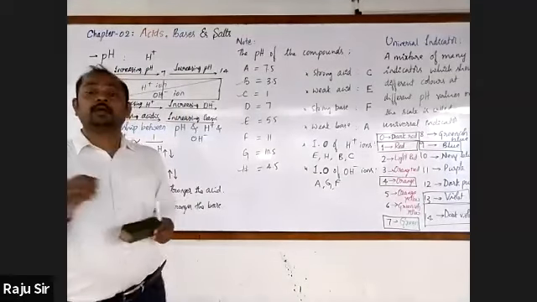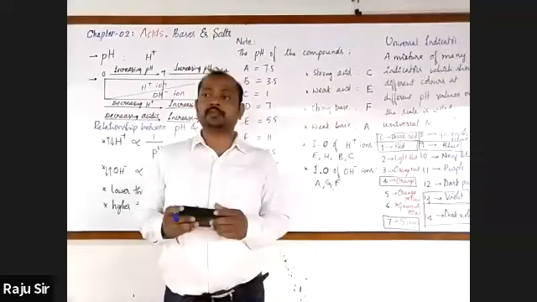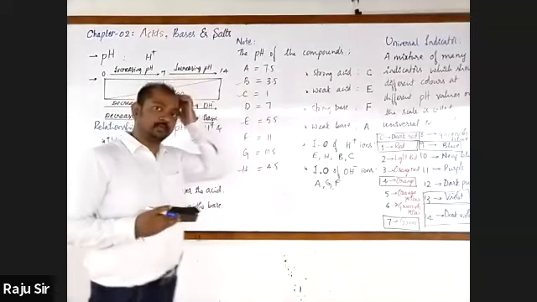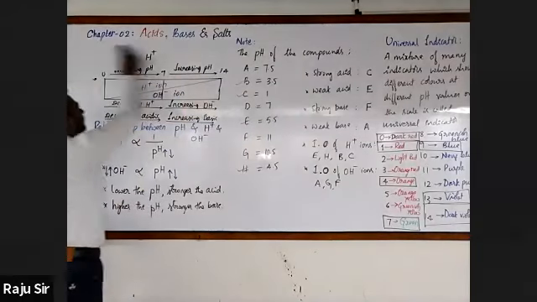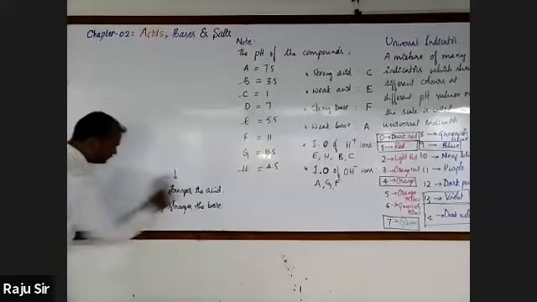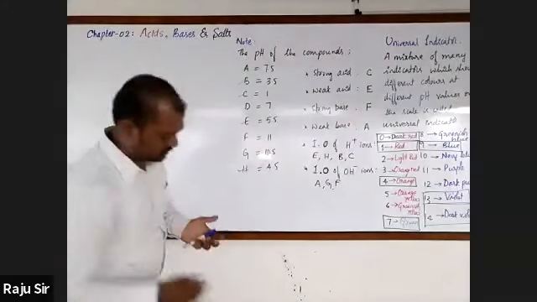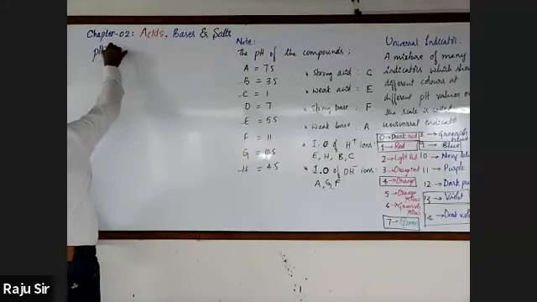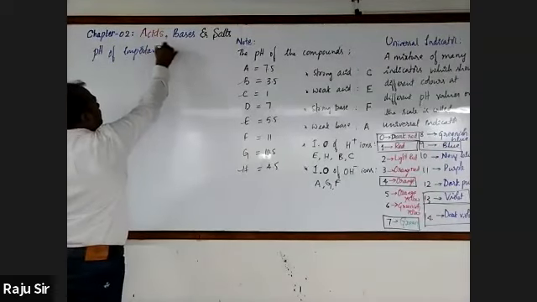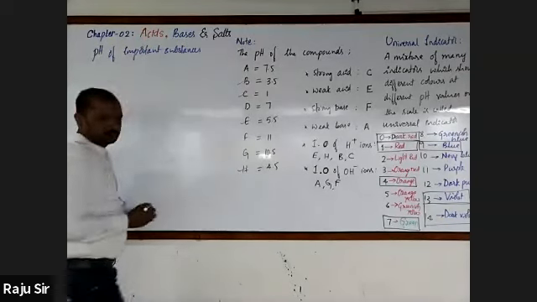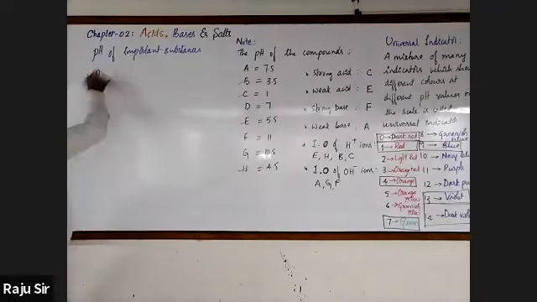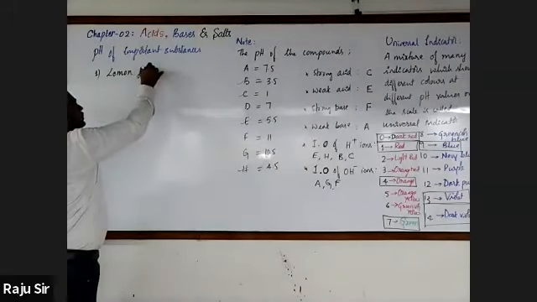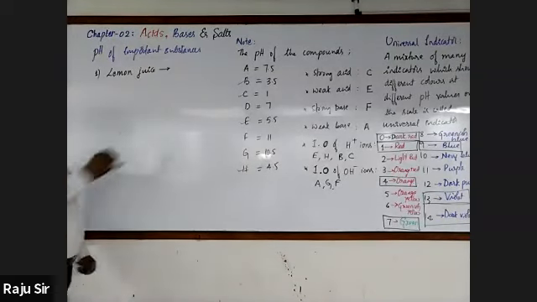Have you written? We have one more piece of information: the pH values of some substances. I'm going to give you the most important pH of some substances. Write on the side here: pH of important substances. They are: first one is lemon juice. Its pH value is 2.5.